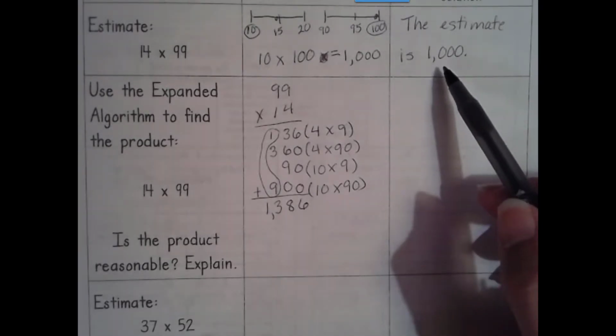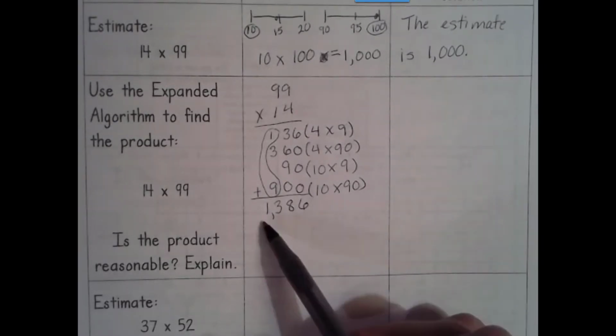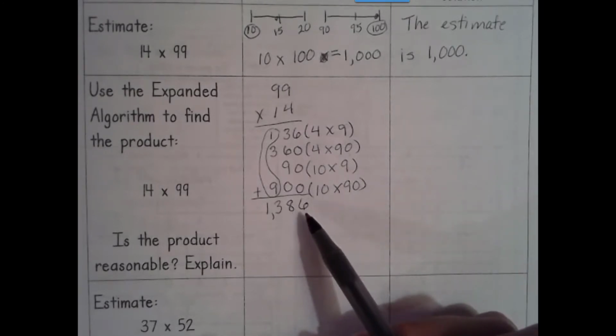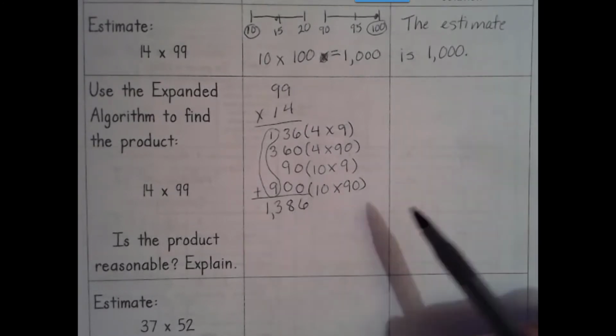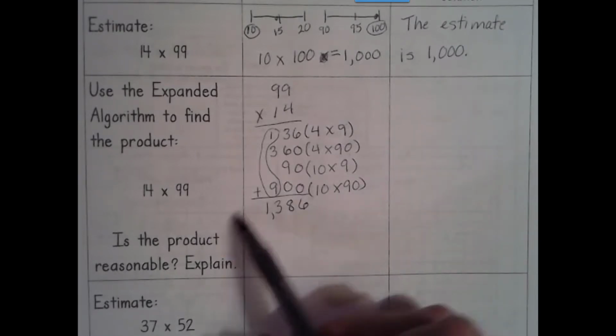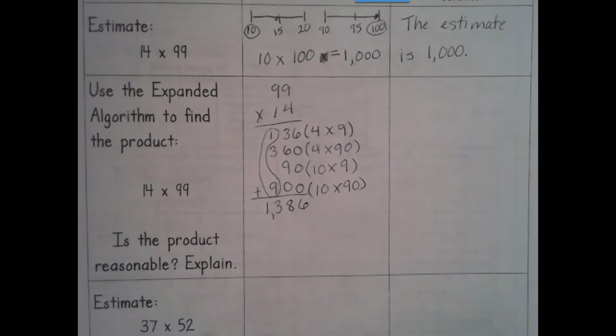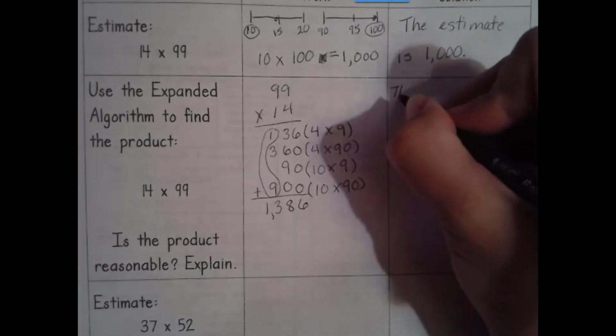Is 1,386 pretty close to 1,000? Yes. Now if I had just 186, then that would tell me that's way off. I need to be careful. Or if I had 100,000, that tells me I'm way off. So that's pretty close. So yes, it is reasonable.